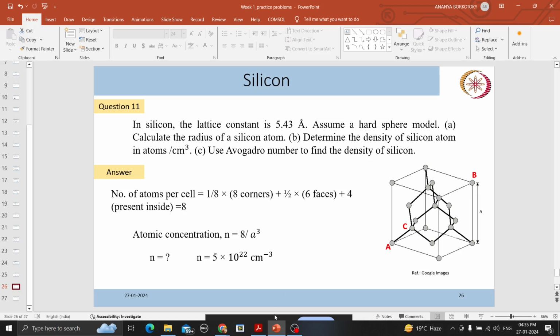If we dope this silicon semiconductor with some element whose size is smaller than silicon, even then we cannot go past this number of 5 into 10 to the power 22, because the volume is fixed for silicon and then we are reducing the size of the atom. Shouldn't it be a little bit more, maybe?